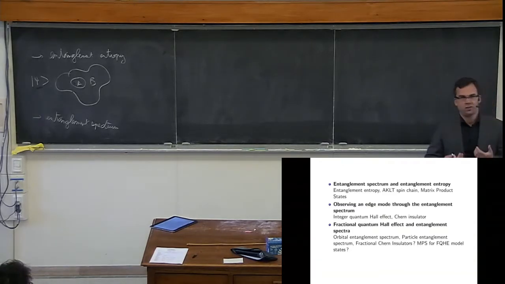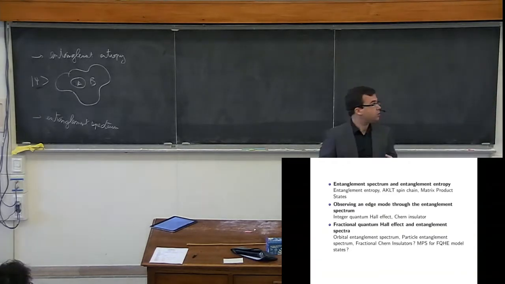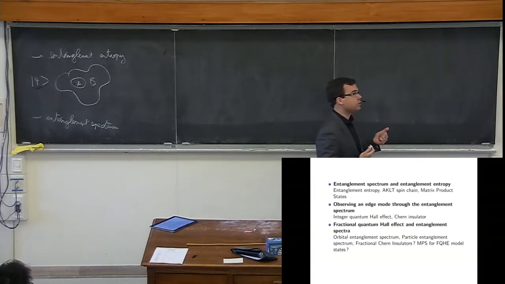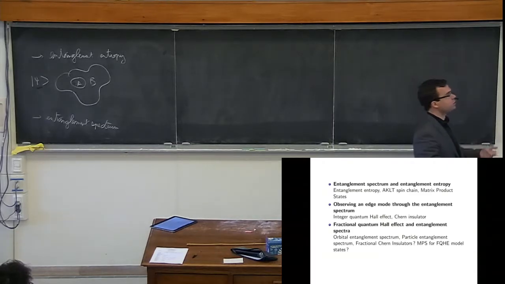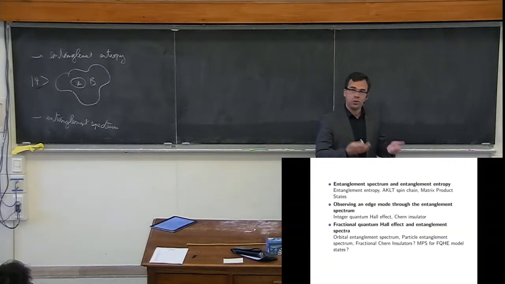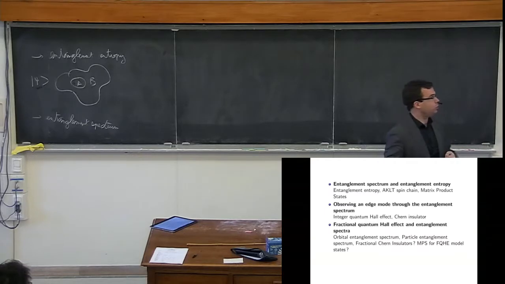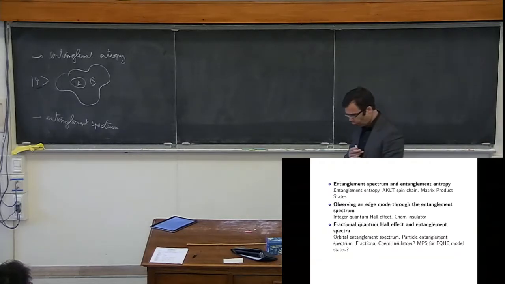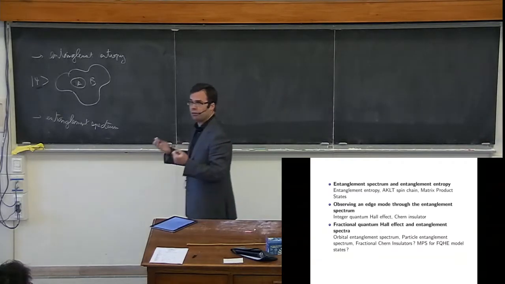And then, depending on the time I have, I will either talk about fractional Chern insulators. So Chern insulators, when you add interaction, you get phases which are quite similar to the fractional quantum Hall effect. Or I will talk about matrix product states for fractional quantum Hall model states, like the Laughlin state, for example.